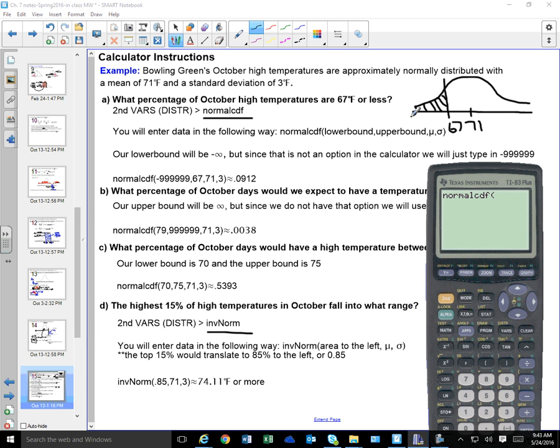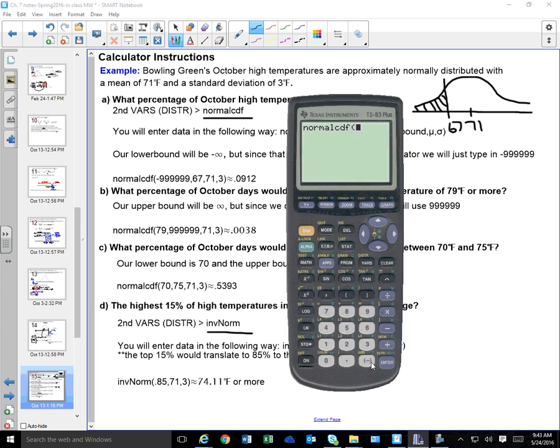But really, our lower bound in this case is negative infinity, right? Because we don't know what it is. It just goes out forever, for all we know. So negative infinity is what we'd like to put in here. But our calculator does not have an infinity button. So I'm just going to make something up that's a very, very negative number, okay? And so I use this negative 9999 number, okay?